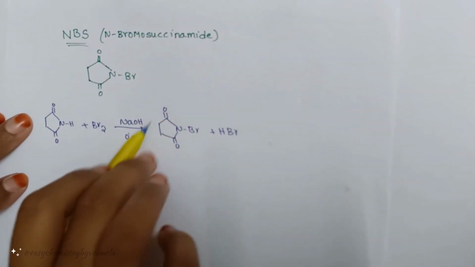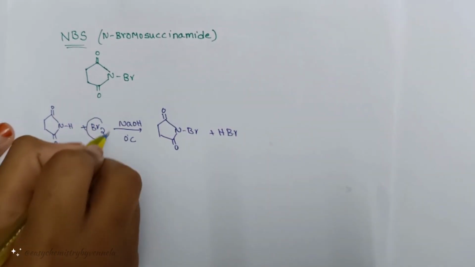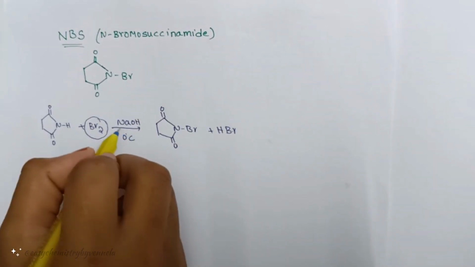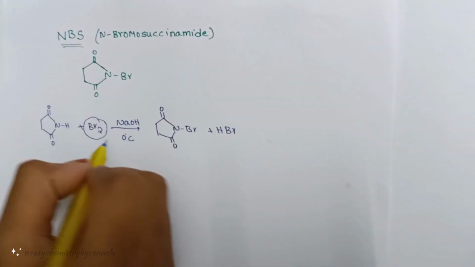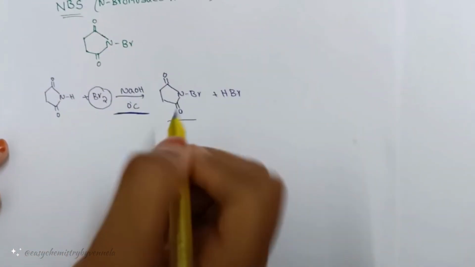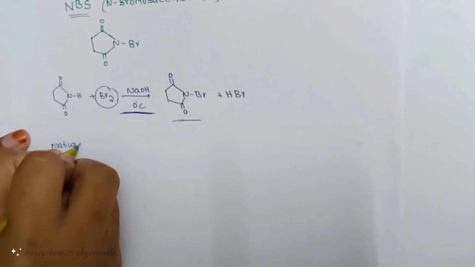NBS is prepared by addition of Br2 to an ice cold solution of succinimide in alkali medium to form NBS. The reaction of NBS depends upon the nature of the solvent.